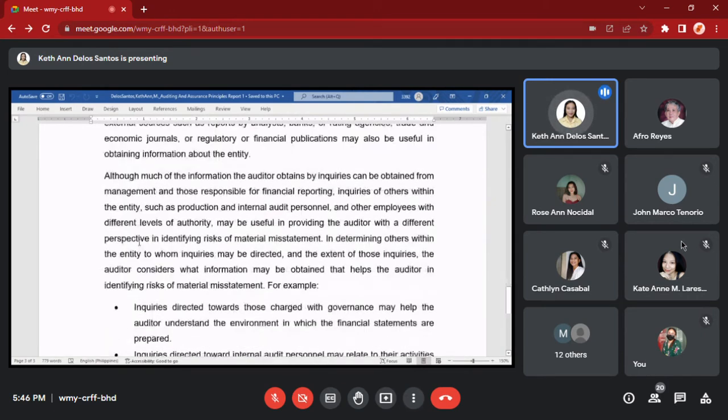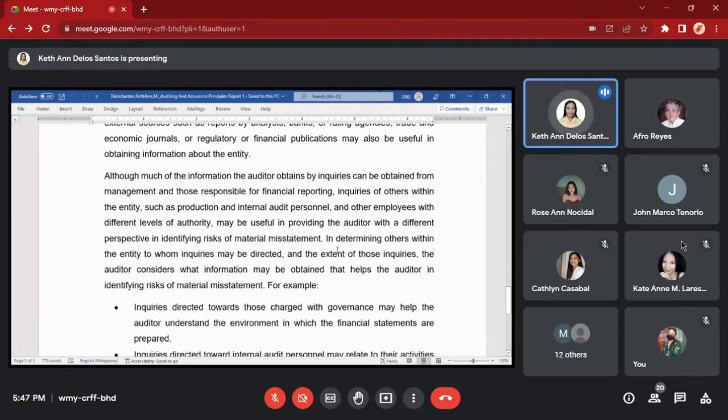Although much of the information of auditor obtains by inquiries can be obtained from management and other responsible for financial reports, inquiries of other within the entity such as production and internal audit personnel and other employees with different level of authority may be useful in providing auditor with a different perspective in identifying risk of material misstatement. So, pwede rin tayo mag-conduct ng inquiries dun sa management mismo ng isang entity para makuha natin yung mga information na kakailangan natin para ma-identify kung yung bang financial statement na presented ay may risk of material misstatement.